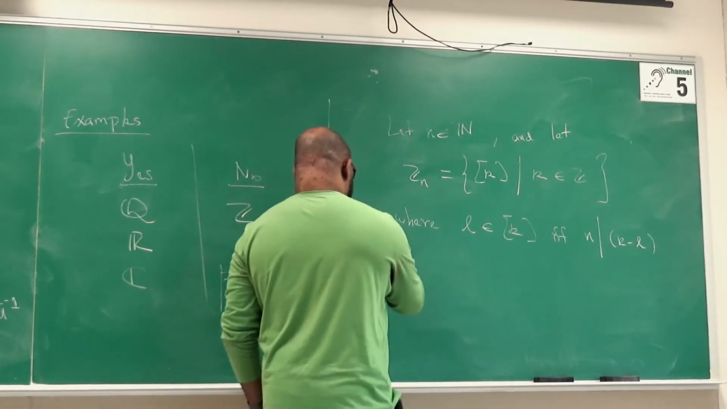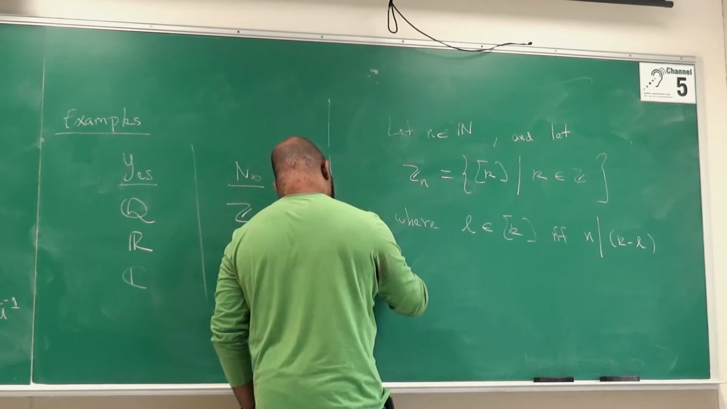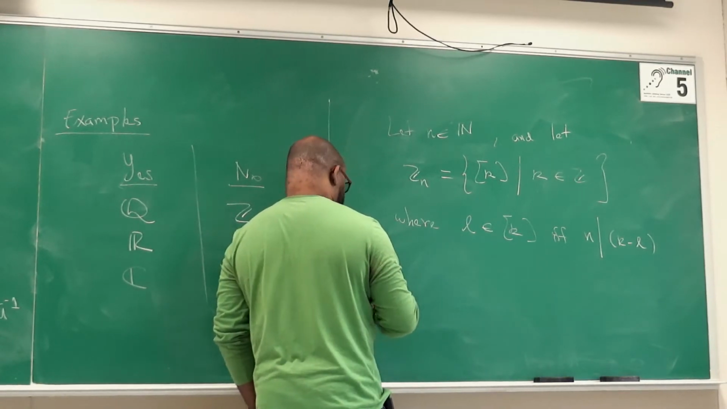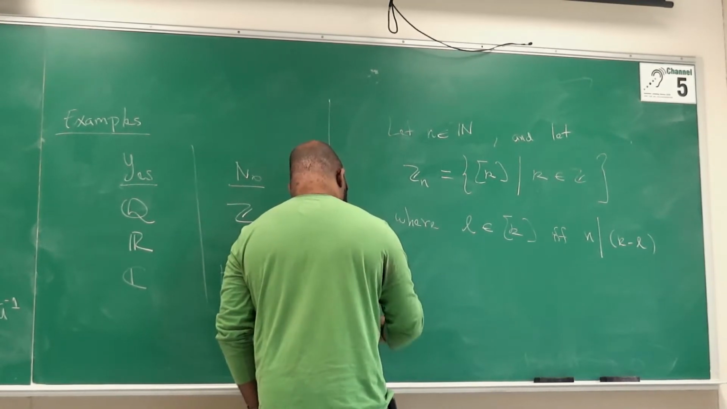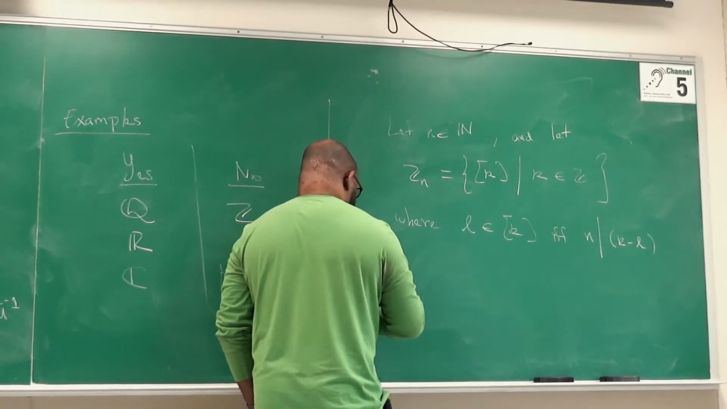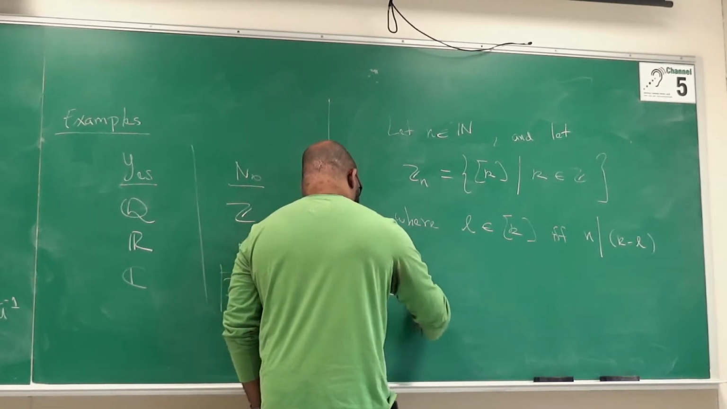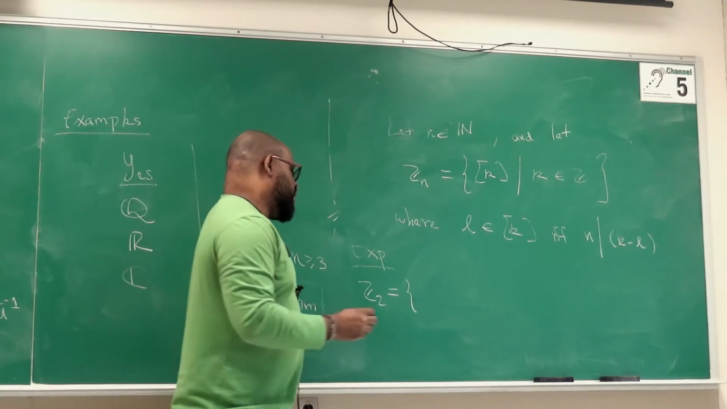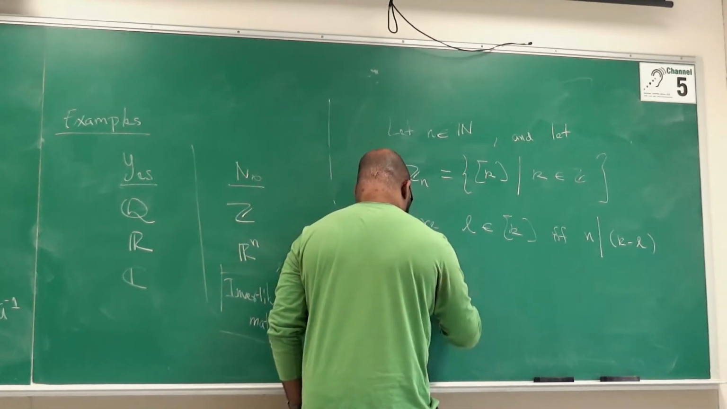So for example, let's say Z mod 2. Z mod 2 would be 0 and 1.